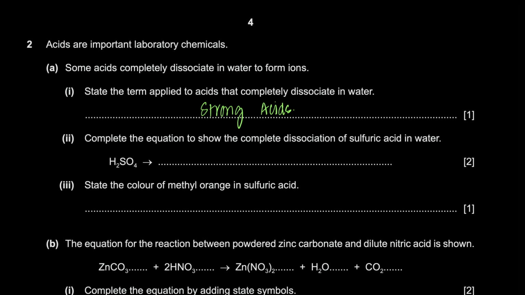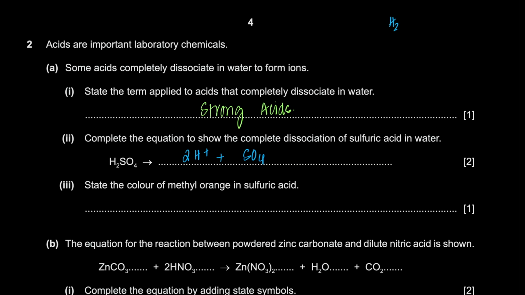Complete the equation to show the complete dissociation of sulfuric acid in water. So sulfuric acid will just ionize. It ionizes to form H plus ions. There are two of them and one sulfate ion. And what's the charge? A lot of people are confused with the charge on the sulfate ion. Well, I'm not too sure why it's so hard.